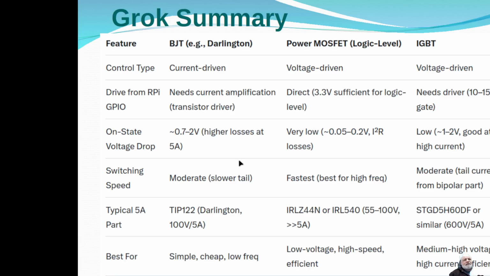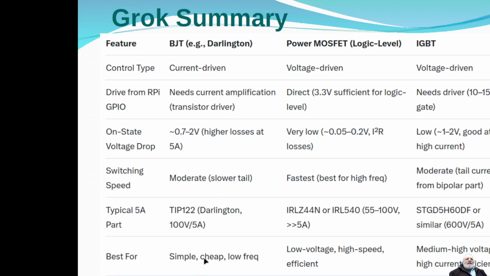All right. For switching, BJTs are a little bit slow. They call it moderate speed, with a slower tail, meaning it takes a little while to actually shut it off. So when you drive your controller pin to 0 to turn it off, it takes a little while to basically get that current down to 0.